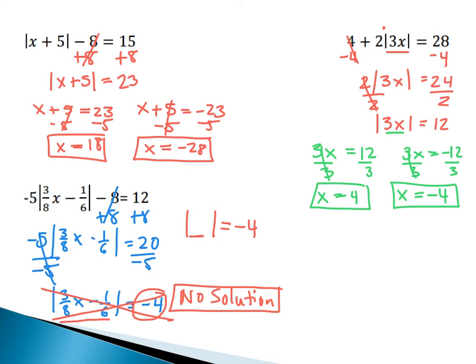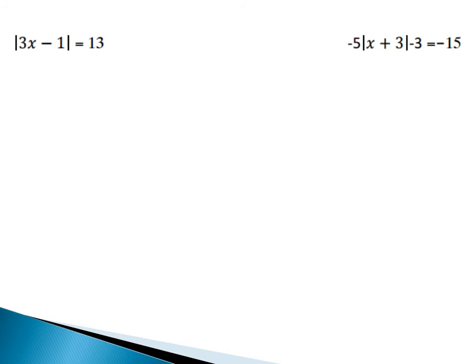It's always going to be positive. So this is one thing to notice: if you get a negative on the outside that's left over, it's automatically no solution, because the absolute value of a number can never be negative. All right, last two examples here.